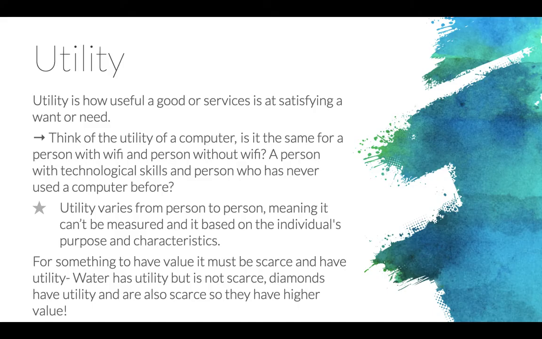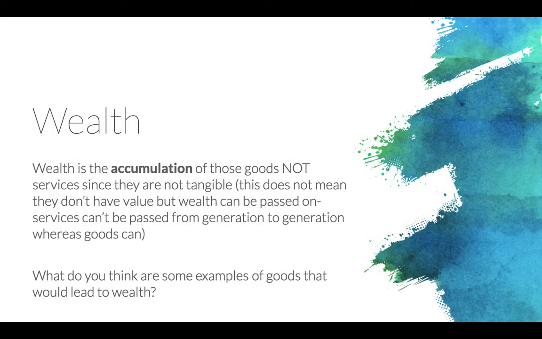Moving on to our last slide. Wealth. Wealth is the accumulation of goods, not services. This is because goods need to be able to be passed on from generation to generation. As I said earlier, I can't pass on teaching to my children, but I can pass on gold, silver, or diamonds.